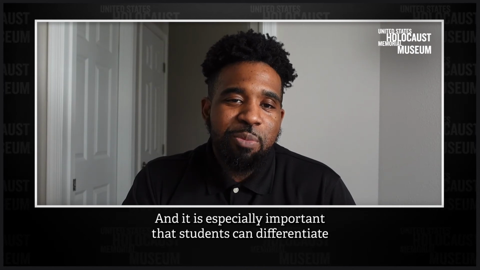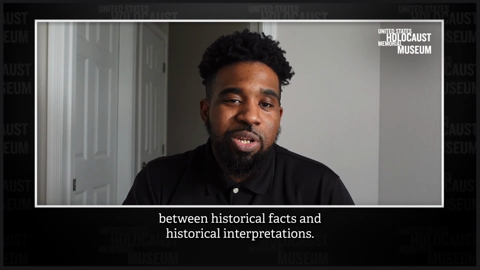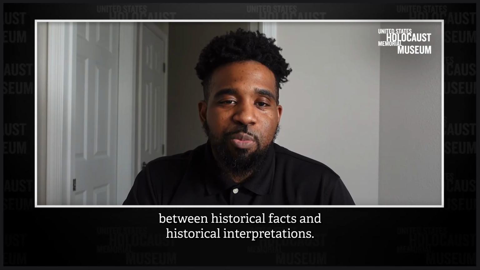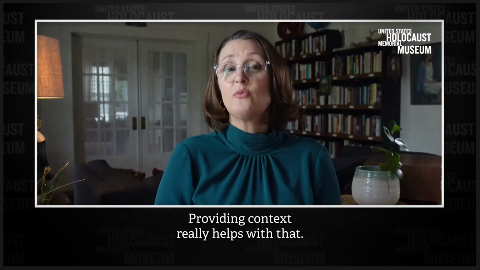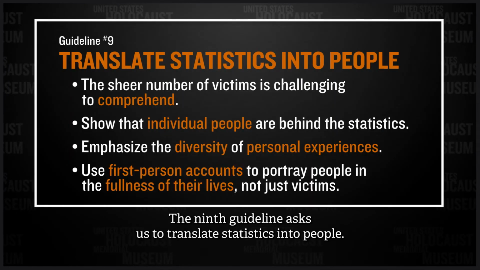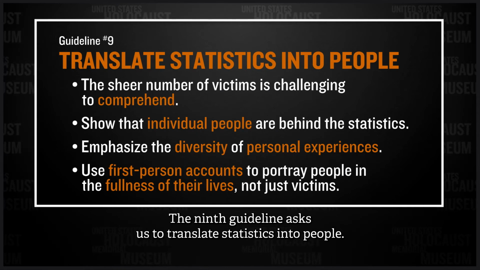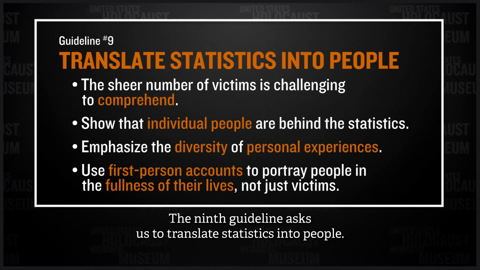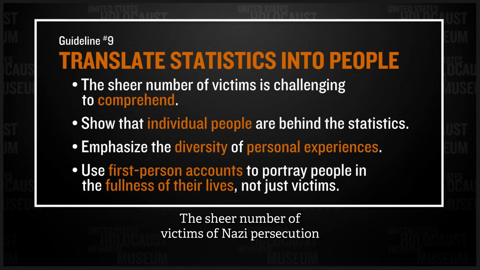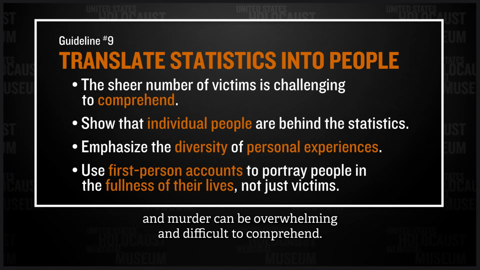And it is especially important that students can differentiate between historical facts and historical interpretations. Providing context really helps with that. The 9th guideline asks us to translate statistics into people. The sheer number of victims of Nazi persecution and murder can be overwhelming and difficult to comprehend.